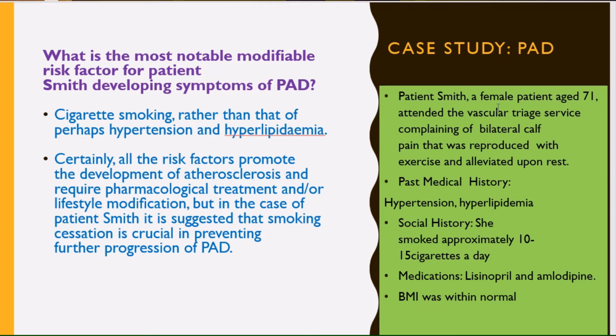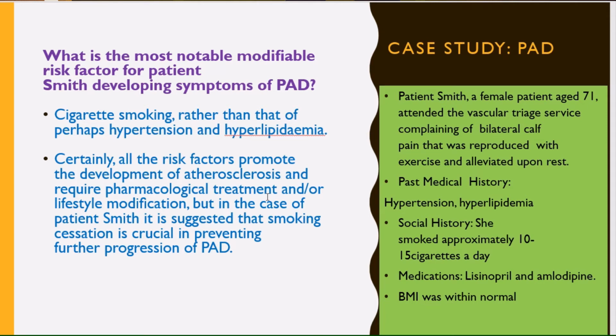So remember, she was smoking 10 to 15 cigarettes per day. That is, cigarette smoking is a big risk factor. So even though she has hypertension and hyperlipidemia, cigarette smoking is a notable modifiable risk factor. All the risk factors promote the development of arteriosclerosis and require pharmacological treatment or lifestyle modification.